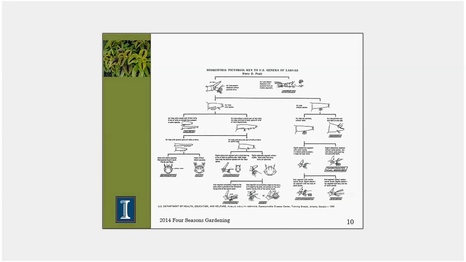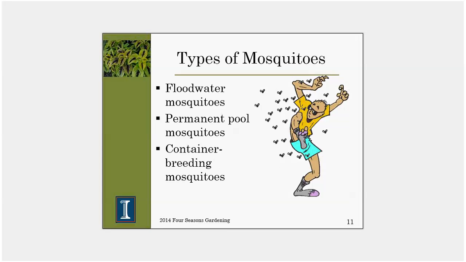Okay, so there are several types of mosquitoes that we essentially separate associated with their ecology: how they grow up, where they grow up, the type of lifestyle they have. These are broken down into three main large groups: floodwater mosquitoes, permanent pool mosquitoes, and container breeding mosquitoes. I'm going to talk about each of these in turn.